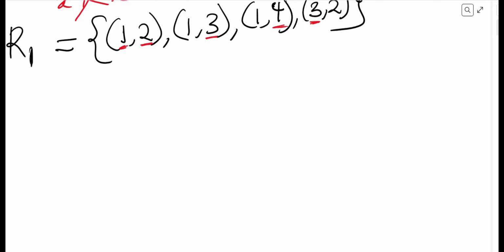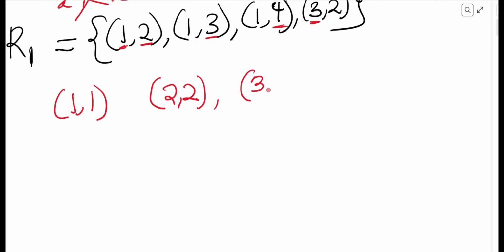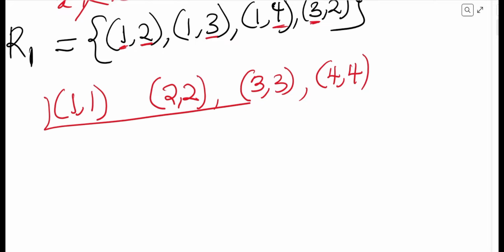Okay? Since we have seen 1, it means that we shouldn't see 1 related to 1. And we shouldn't also see 2 related to 2. And as well, we shouldn't see 3 relating to 3. And we shouldn't see 4 relating to 4. None of these, not even one, should appear in the relation. If they appear in the relation, then it has nothing to do with irreflexivity. None of them should appear.